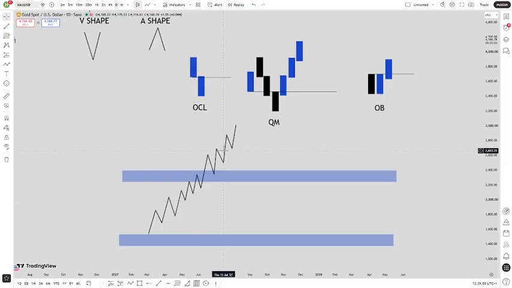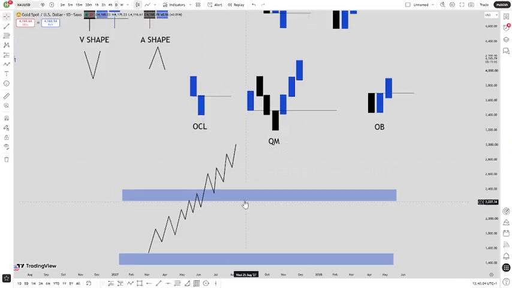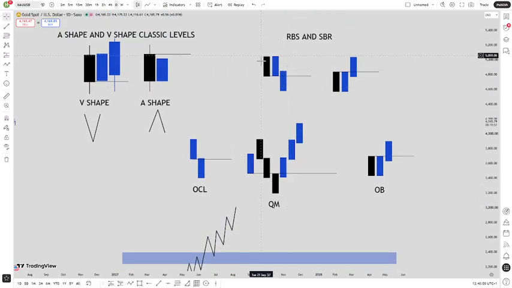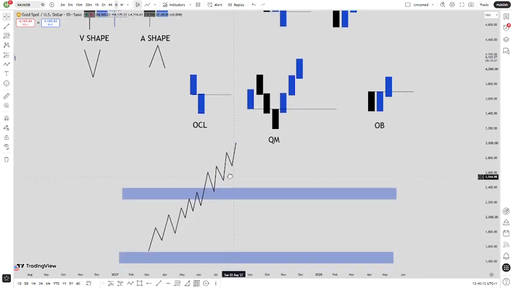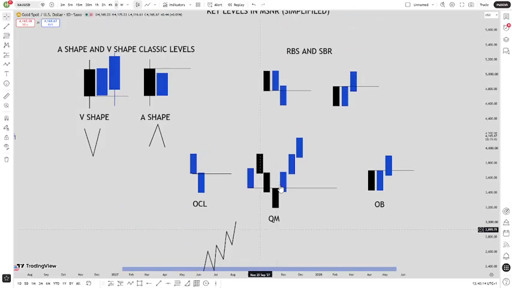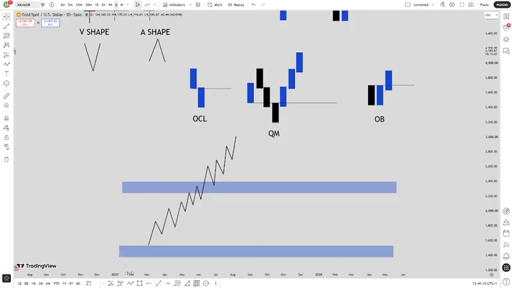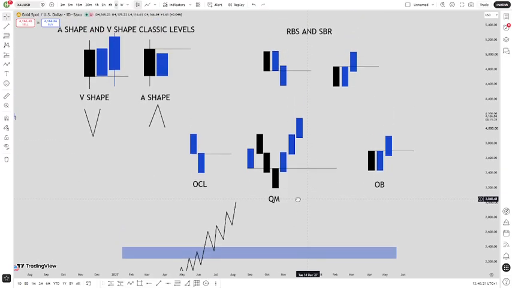As long as they can perform the same function, the function is what matters, not even the naming convention and whatever name is being given to all this. The function of what this does for you is what matters. Okay, so let's now go back to this. An RBS basically is just when resistance breaks and that resistance turns what? Support. Now when we talk about SBR, SBR means what? Support breaks and turns what?